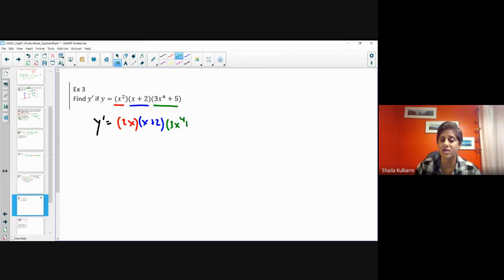What kind of sign goes in the middle for the product rule? A plus sign. And then this time around, we are going to leave the first function the same. We are going to leave the third function the same. And we're going to take the derivative of the second function. What is the derivative of 1x? 1. What is the derivative of 2? 0. And we're done.